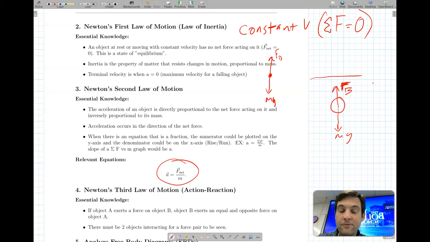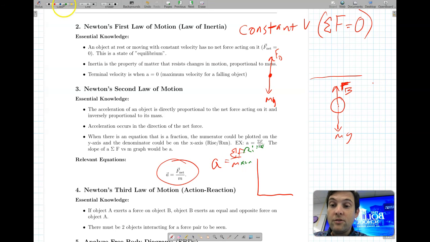When there's an equation that's a fraction, the numerator can be plotted on the y-axis and the denominator can be plotted on the x-axis. What quantities should be graphed in order to get a straight line whose slope is equal to a? Well, a equals sigma f over m. So if I plot sigma f as my rise and m as my run, I'm going to end up with a straight line graph whose slope I can use to calculate my acceleration.